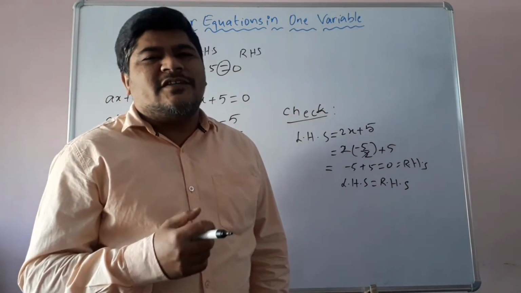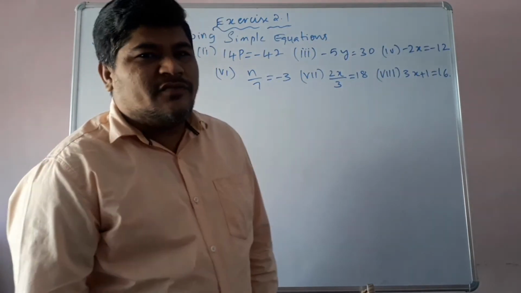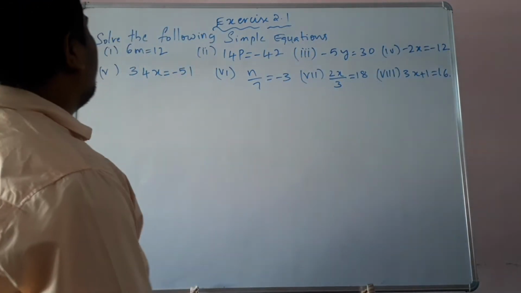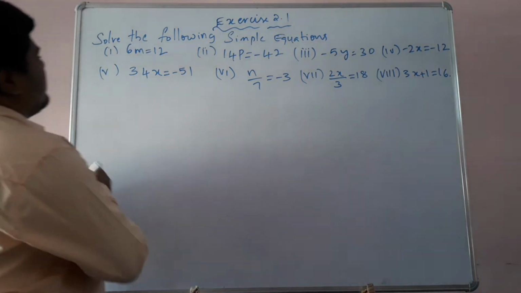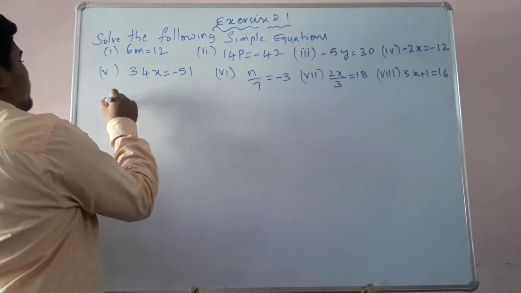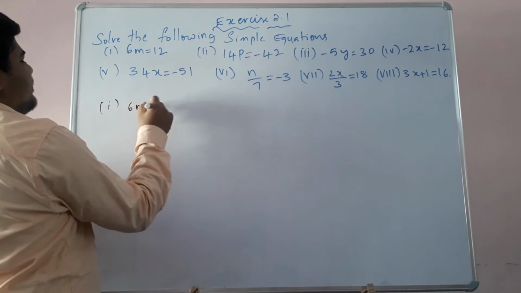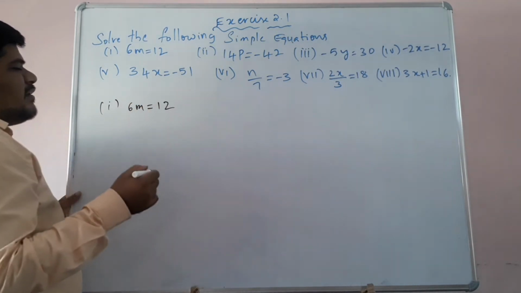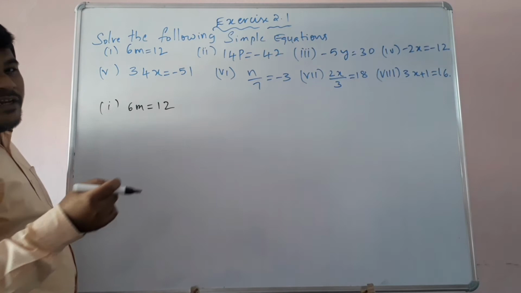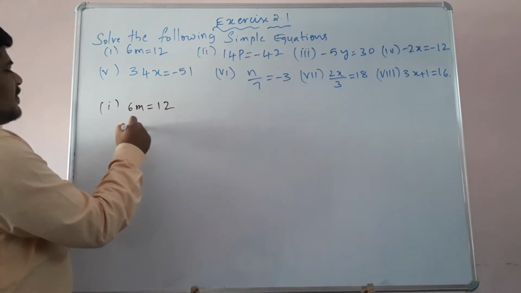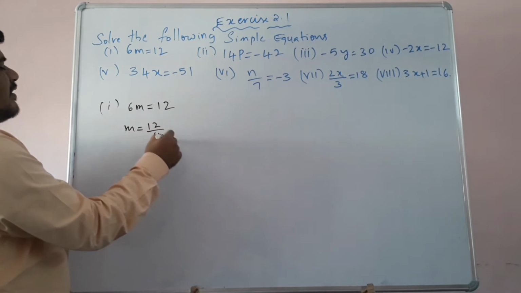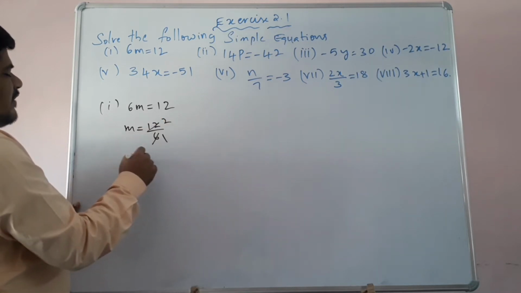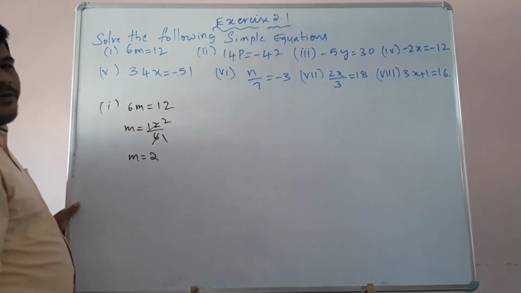Now let's see the exercise problems. Children, let's see the first problem in exercise 2.1. Solve the following simple equations. The first one is 6m is equal to 12. Here 6m is equal to 12 means 6 into m is equal to 12, so the multiplication becomes division. m is equal to 12 by 6, 6 ones are 6, 6 twos are 12. Therefore m is equal to 2 is the solution.